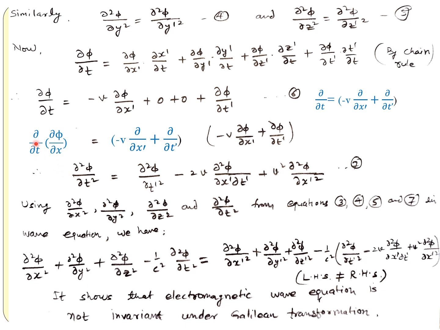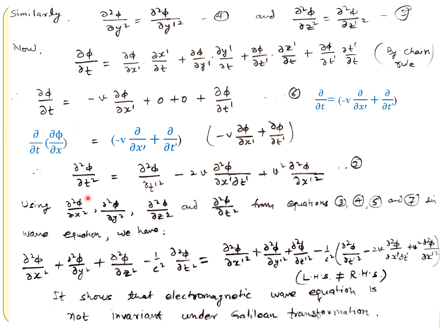If we have to differentiate this equation one more time, we have to operate with this operator on ∂φ/∂t, which equals minus b ∂/∂x′ plus ∂/∂t′ acting on minus b ∂φ/∂x′ plus ∂φ/∂t′. If we operate with the first term and then with the second term, it will give us ∂²φ/∂t′² minus 2b ∂²φ/∂x′∂t′ plus b² ∂²φ/∂x′². And we can see that ∂²φ/∂t² is not equivalent to ∂²φ/∂t′². There are some extra terms.